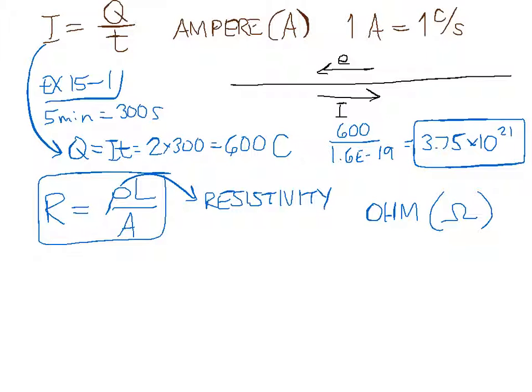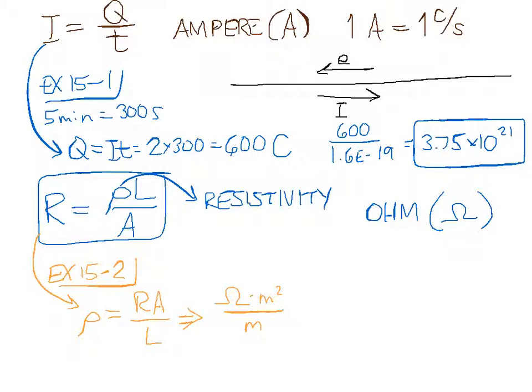Example 15.2. Use that equation to determine the unit of resistivity. If we take this equation and rearrange it for rho, we multiply both sides by A and divide by L, so rho is equal to RA over L. Resistance is in units of ohms, area is in meters squared, and length is in meters. One of the meters will cancel out, and it leaves you with units of ohm meters.